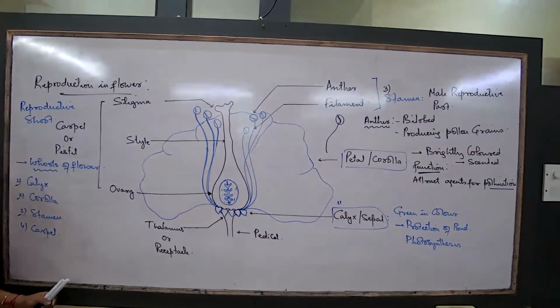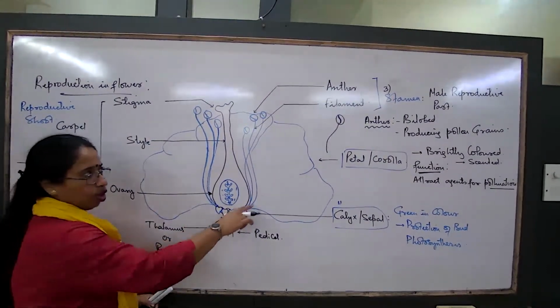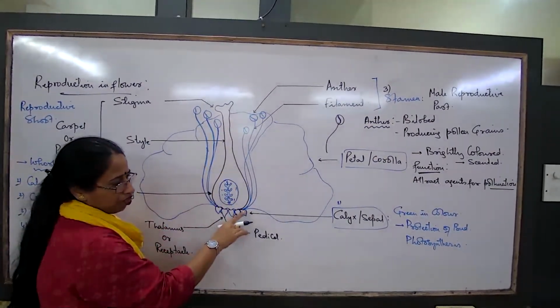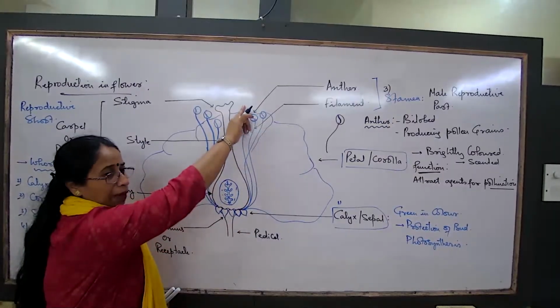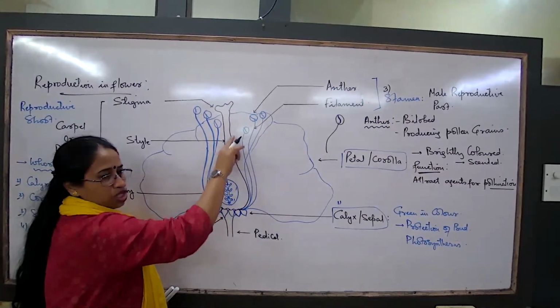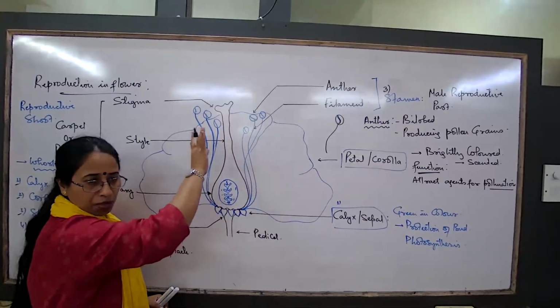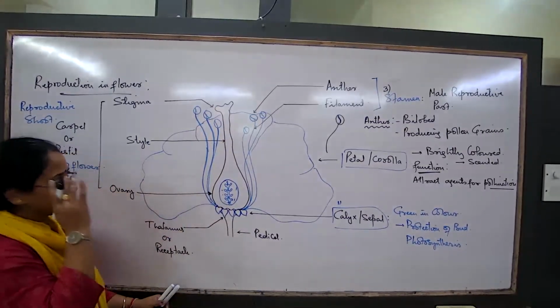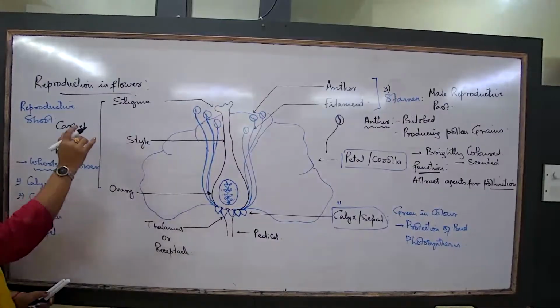That is its function. Sometimes the filament will be so long, starting from the base of the flower and rising up till the stigma. Sometimes they will be just coming out from the surface of the stigma or the surface of the style. We talk about this part now, the stigma.